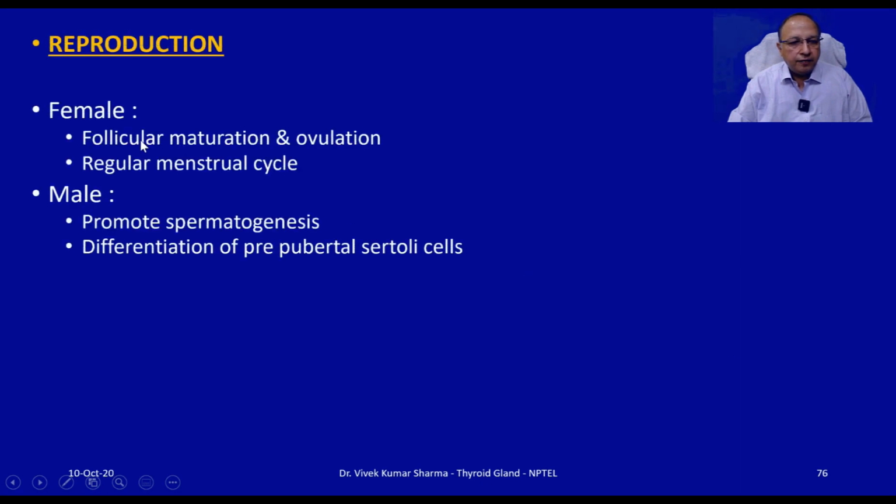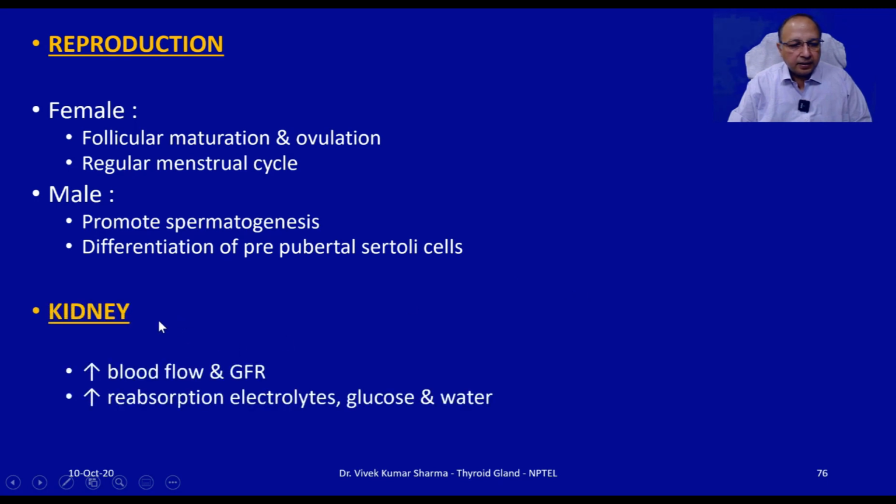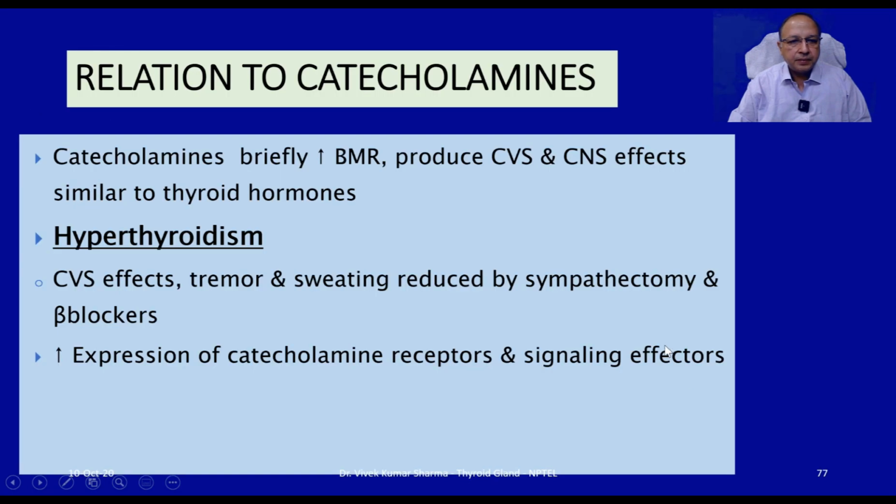Reproduction. In females, it is responsible for the follicular maturation and the ovulation and for the maintenance of the regular menstrual cycle. In males, it promotes the spermatogenesis, differentiation of the prepubertal Sertoli cells, and in the kidney, it causes increase in the blood flow and the GFR. It enhances the reabsorption of the electrolytes, glucose and water from the kidney. So it is important to understand its relation to the catecholamines.